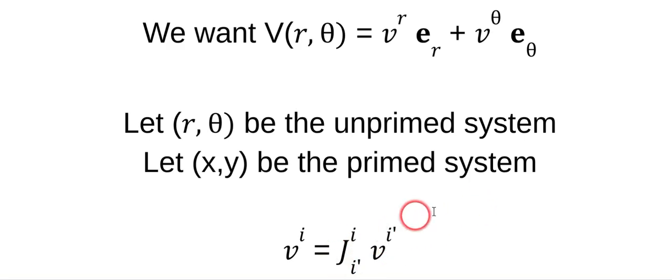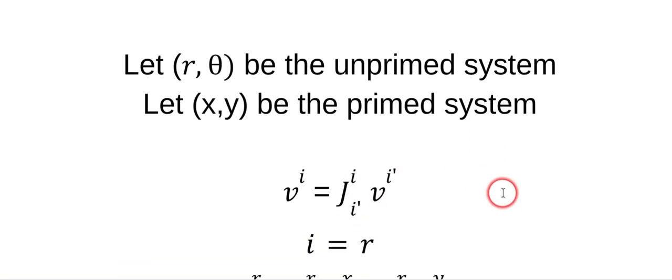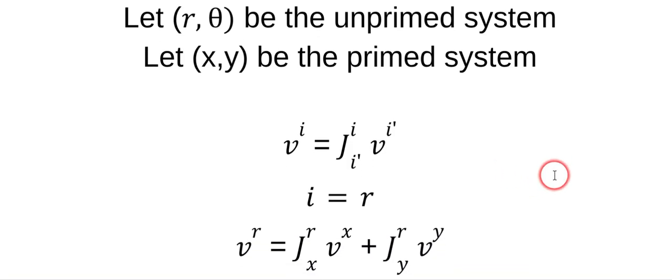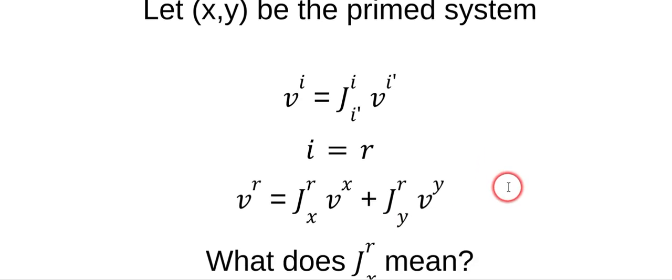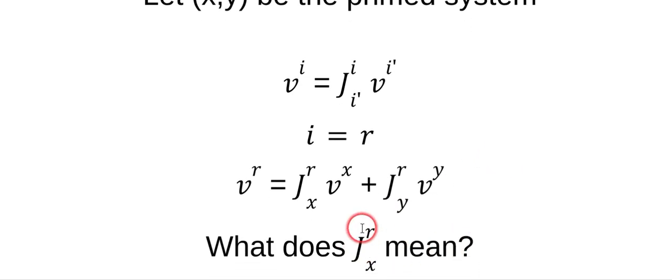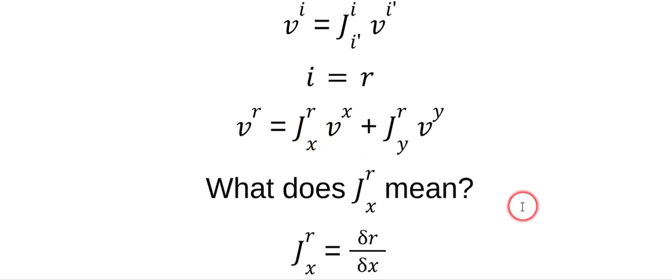So what does that mean? Let's let i equal r, right? So V^r is equal to, here's our free index, r. So we go r and r. You can't change that. The prime becomes the summation index. So in the first case, it's x. In the second case, it's y. All right. Now, what does that mean? What does J^r_x mean as an example? It means the partial derivative of r with respect to x.